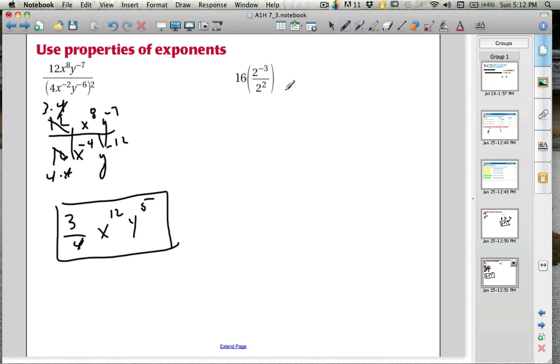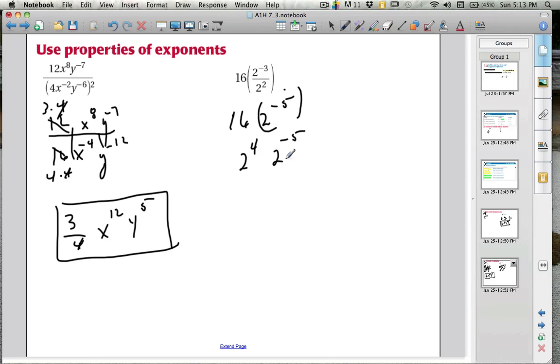Working on this next problem, I can do this a couple of different ways. I've got 16, and I've got 2 to the negative 3 over 2 squared. So negative 3 minus 2, that's going to be 2 to the negative 5 power. Now, 16 is a power of 2 as well. So 2 to the first power, 4 to the second, 8 to the third, 16 is 2 to the fourth power.